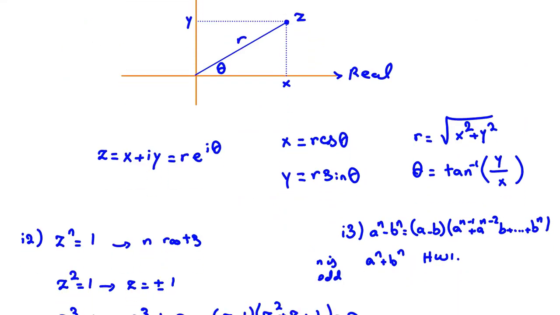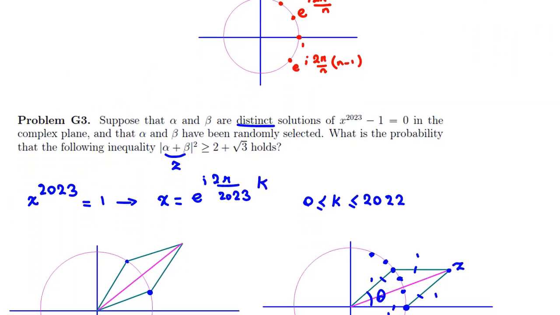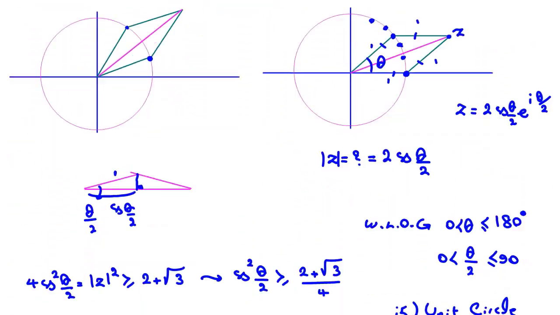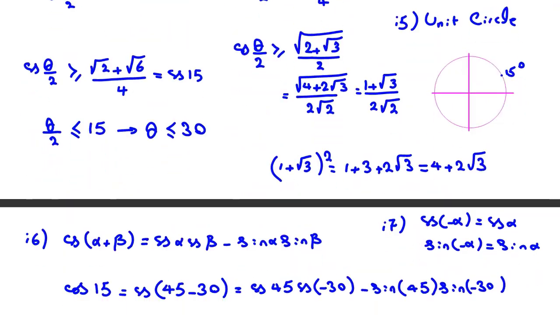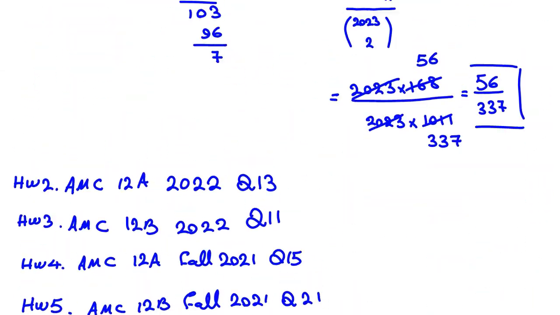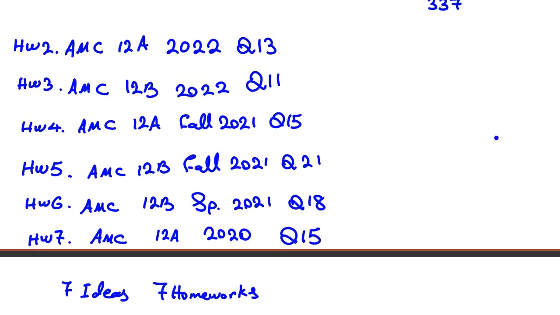Okay, idea 1, idea 2, idea 3, idea 4, I will tell you, then we will solve this problem. And for solving this, I will tell you another idea, unit circle, idea 5, idea 6 in trigonometry, idea 7. And after that, one homework here we have, and I will leave 6 other homeworks. So we have 7 homeworks.